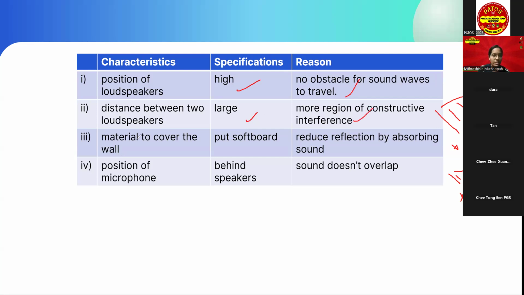And then our third characteristic is the material to cover the wall. I've already said it should be soft board, and soft board tends to absorb sound and reduce reflection. And then the last one, we have the position of the microphone behind the speakers. The microphone should be behind the speakers so that sound does not overlap.